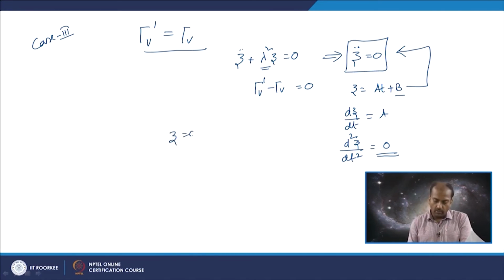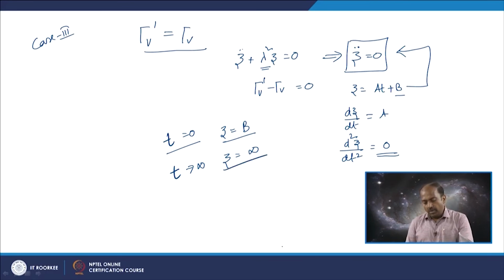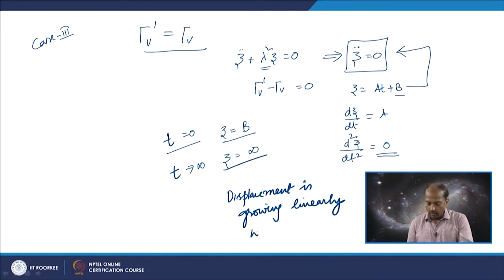If you see z is equal to 0, the position is of course something which is b. So at t is equal to 0, z is equal to some value at a particular position. At t is equal to infinity, z is equal to infinity. That means the displacement is growing linearly with respect to time.